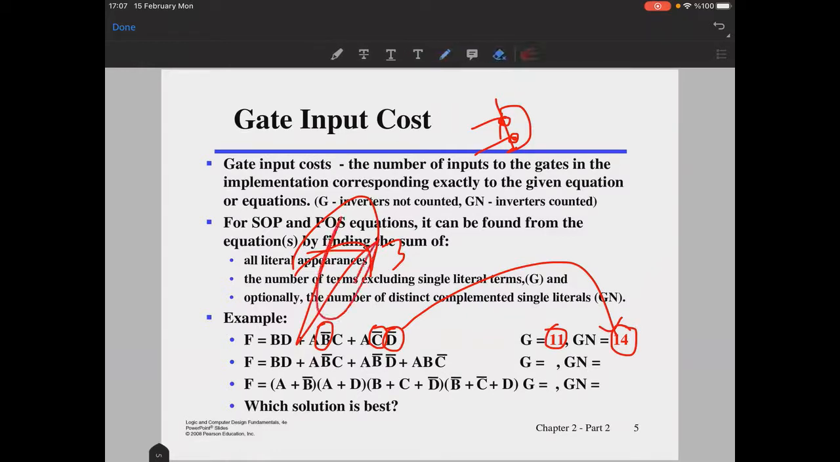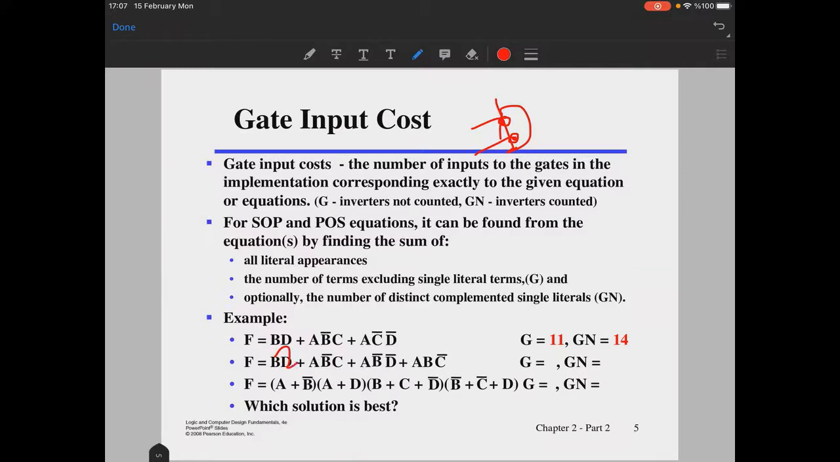Let's quickly calculate the other ones as well. So it's 2, 3, 3, 3 connected to a 4 input OR gate, which would make your gate input cost 15. I hope it is right. And what if you count the nots as well here? How many nots do you have? 1, 2, 3. No need to count this twice because you can take a wire out from this one. So it means that your gate input cost with nots will be 18.